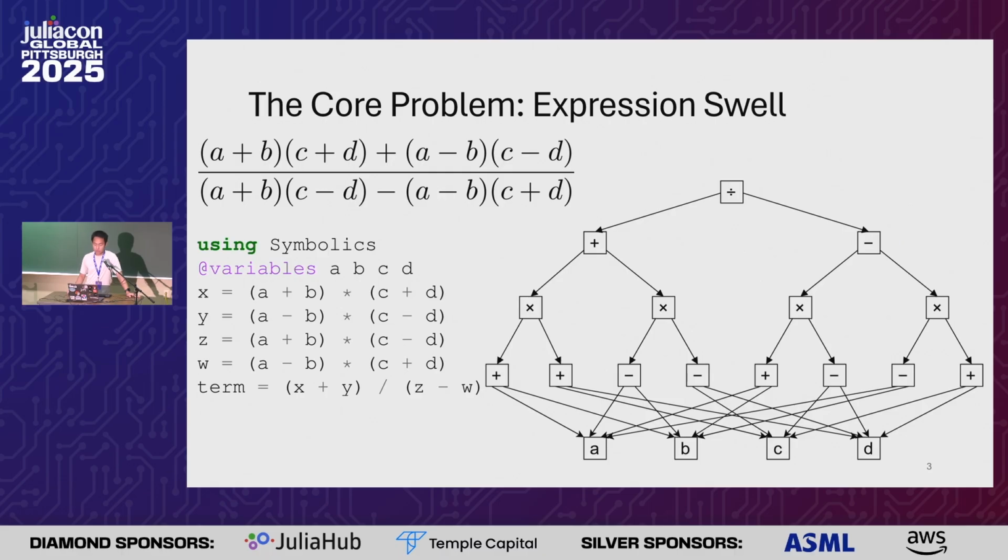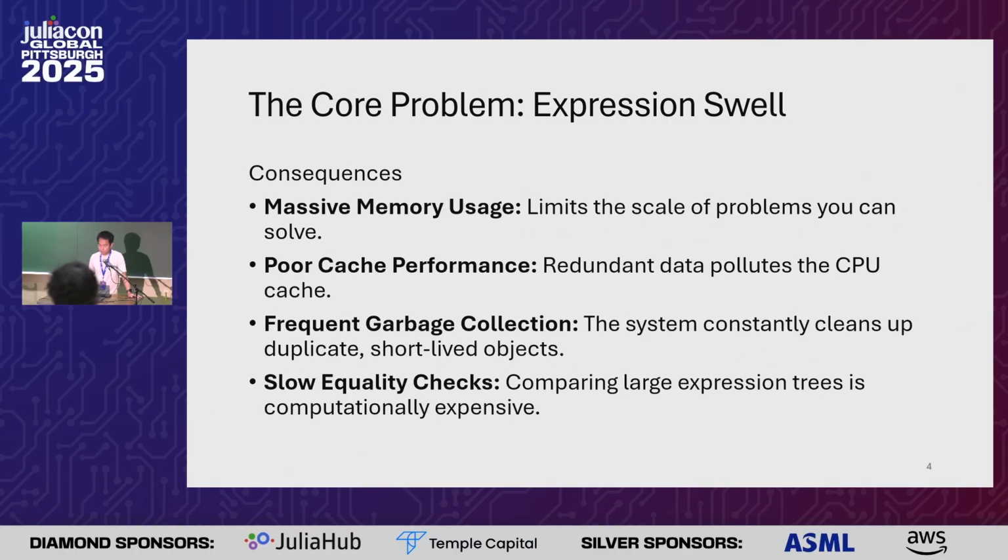For this mathematical expression, we write this piece of code, and its corresponding data structure is shown on the right. As we can see, there are some duplicate subtrees, for example, the terms a plus b, c minus d, etc. Such redundancy leads to a cascade of performance issues, from excessive memory consumption to slower computations, because the system treats each duplicate as a unique object.